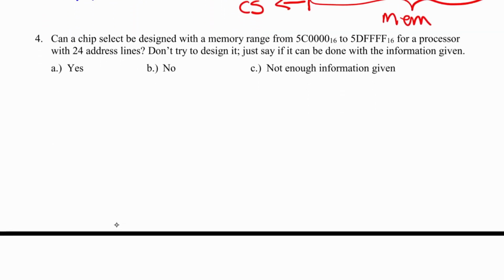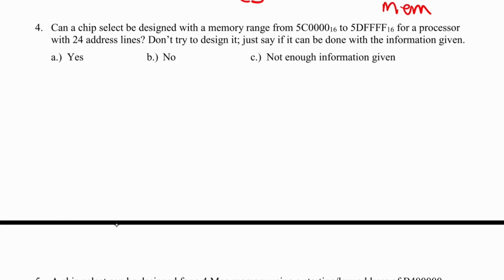Can a chip select be designed with a memory range from 5C0000 to 5DFFFF for a processor with 24 address lines? Well, it looks like we possibly have all of our information. 24 address lines tells you how many bits are going from the processor. Now we just need to figure out how many bits go to the memory device. Well, let's see if we can't figure this out.